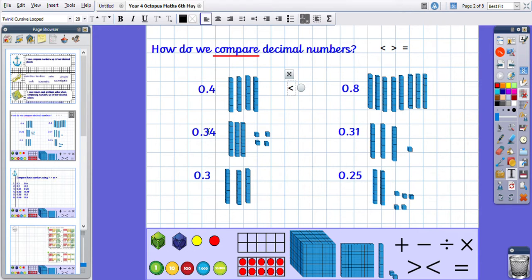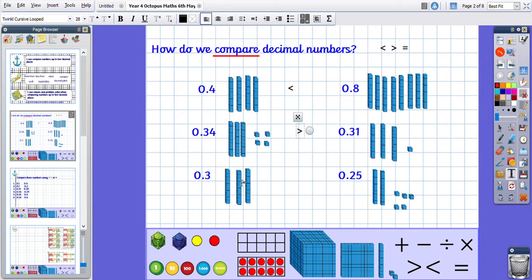Now the next one, 0.34, 0.31. So I can see that I've got 3 tenths, but I've also got some hundredths. I've got 4 hundredths, 1, 2, 3, 4. Over here, 0.31, I've got 3 tenths and 1 hundredth. So again, I can clearly see that the left number is bigger because we've got the same number of tenths, 3 tenths, but this one's got 4 hundredths and this one's only got 1 hundredth. So 0.34 is the bigger number, the greater number.